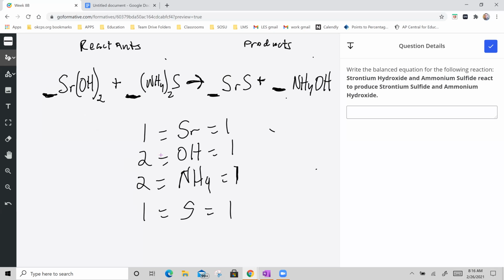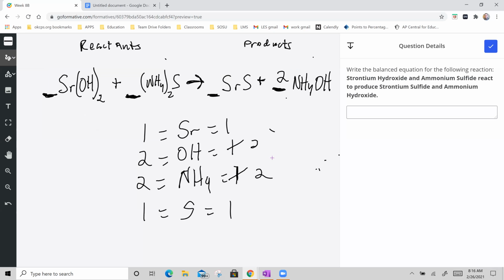I will tell you this, where you have a higher number, you're never going to add the coefficient. You see how the number's lower here? So we're going to add a coefficient to this side so that we can get 2 NH4 and 2 OH. So what coefficient do we need to put here? Yeah, we put a 2. And once we put a 2 here, we change our count and say we have 2 NH4, and we also have 2 OH.